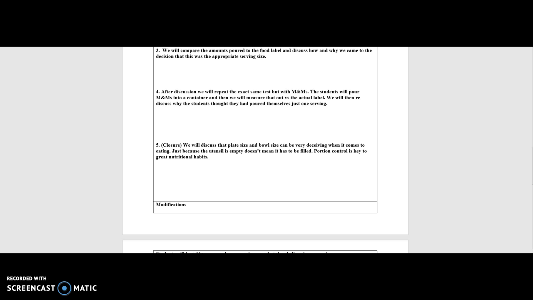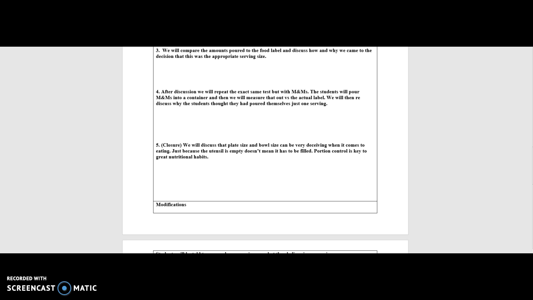We would move on to the next step where we would do the same with M&Ms, and then we would do the same with soda. We will pour M&Ms into a serving dish, compare it to the actual serving size, explain why we did what we did, and then we would pour soda into a cup and then measure it against the serving size and explain why we poured how we poured.